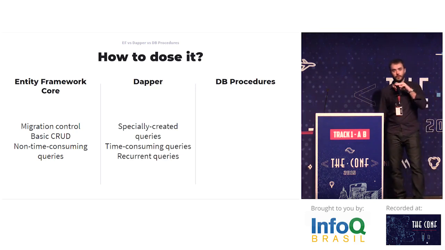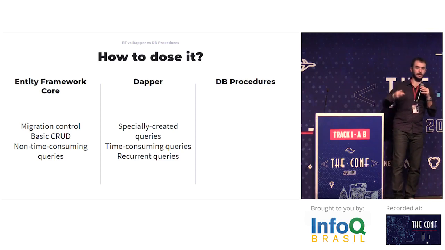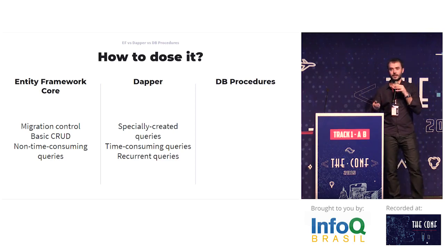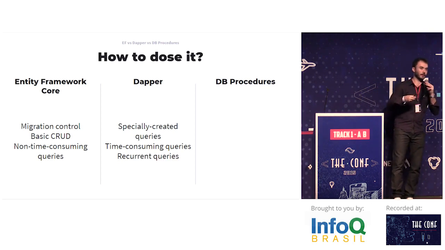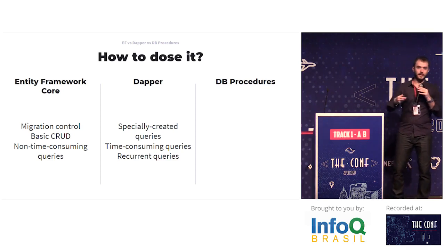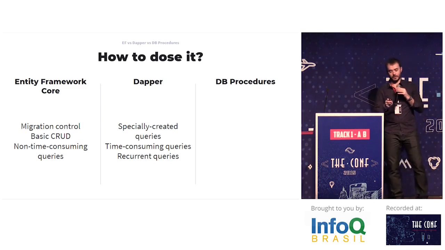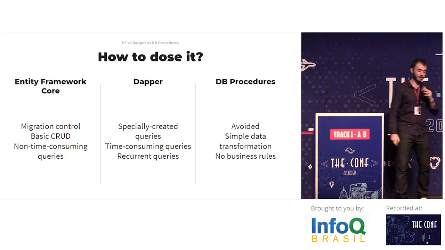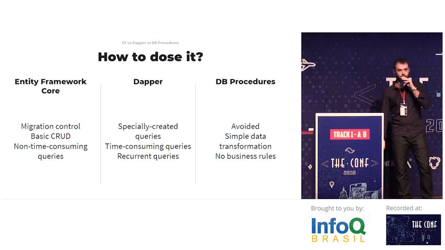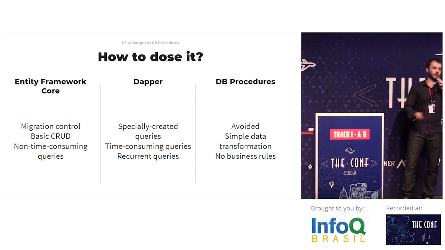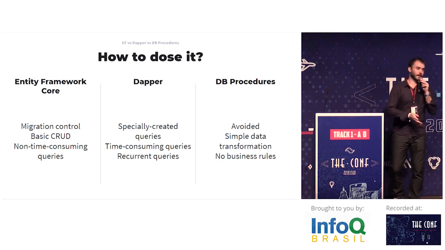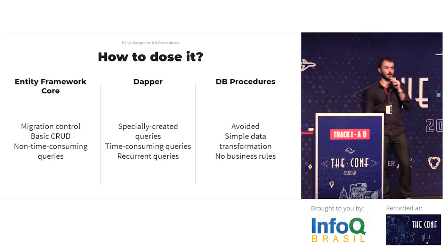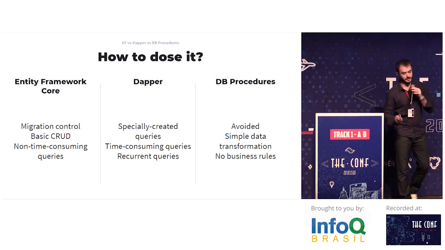Dapper, we can use it for specially created queries, some data transfer objects that we want to bring from the database, some query very, very specific that we need to keep track of the time. We need to make sure that we are delivering as fast as possible, and queries that run very recurrently need to use Dapper as well in our architecture. And when we talk about DB procedures, yeah, we are avoiding them. We have two DB procedures at this point, and they both do simple data transformation. They simply look at one data, make sure we check this data, and just copy it to some other table inside the database.